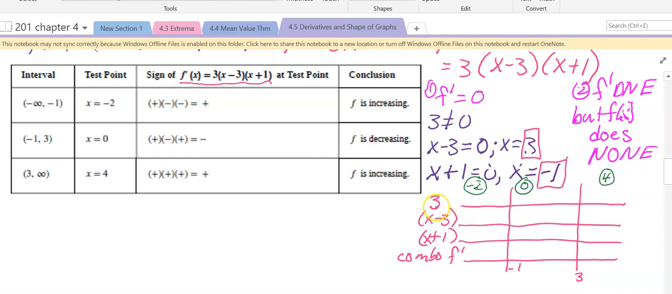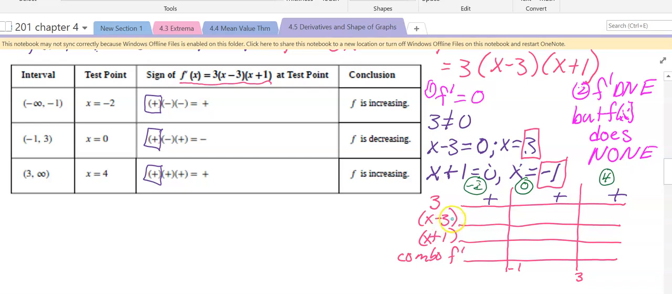The monomial factor 3 is a constant, and 3 is a positive 3, so it's always positive. That gives me a positive in my first row. Looking at the table, that accounts for the positive that is the first sign in each of the 3 parts. Now I will look at the next sign, which is the x minus 3. For the x minus 3, what possibilities do I have now?